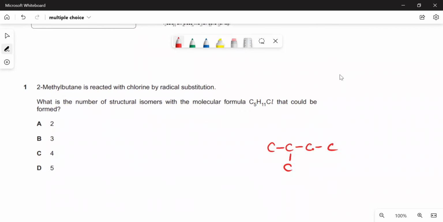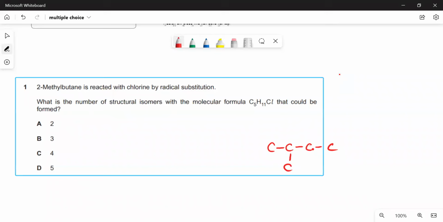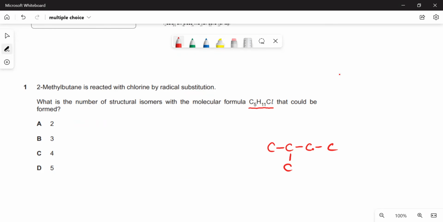2-methylbutane is reacted with chlorine by radical substitution. The number of structural isomers with this formula. So we have just substituted one hydrogen with a chlorine. So how many different isomers? Well, we could stick the chlorine on either of those two carbons. That would be the same. So that's 1. Or we could have it on that one, that'd be 2. Or it would go on that one, or it could go on that one. So 4 different isomers. The answer to that one is C.